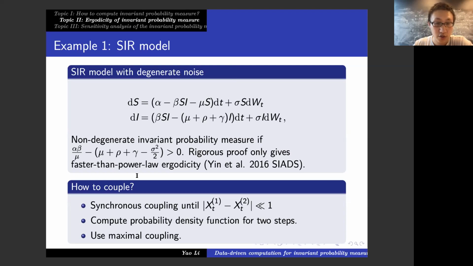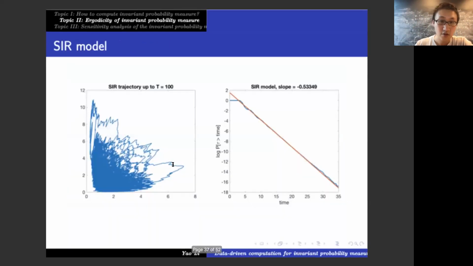So how do we couple? The answer is to just use synchronous coupling, which means the two noise terms in the coupled process are equal. You just let the deterministic dynamics drive them together. Then if they are close enough, you use the maximum coupling. It shows that if your random dynamical system has a negative Lyapunov exponent, then you have a very good speed of convergence in the average sense. So that's what we see.